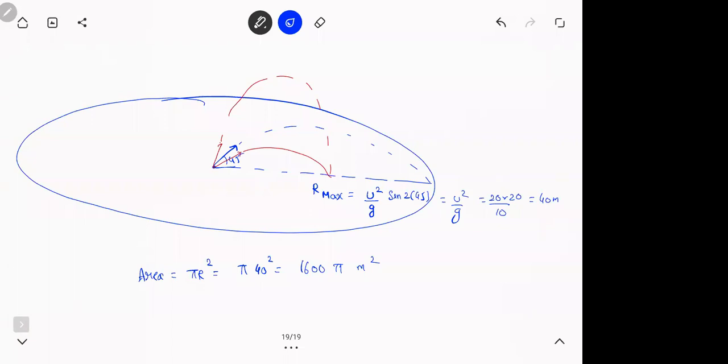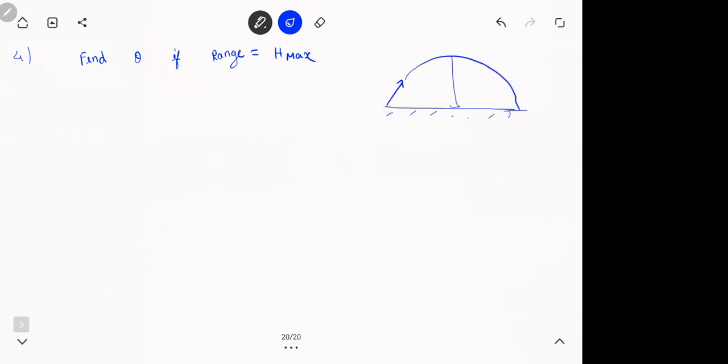Turning the page. Find theta if range is equal to H max. Simple question. Find the angle if the range is equal to H max. Meaning there's a particular angle for which the height becomes equal to the range. Get this? Simple substitution actually.